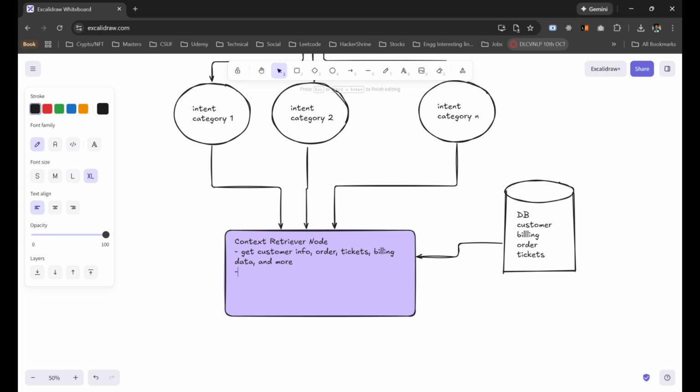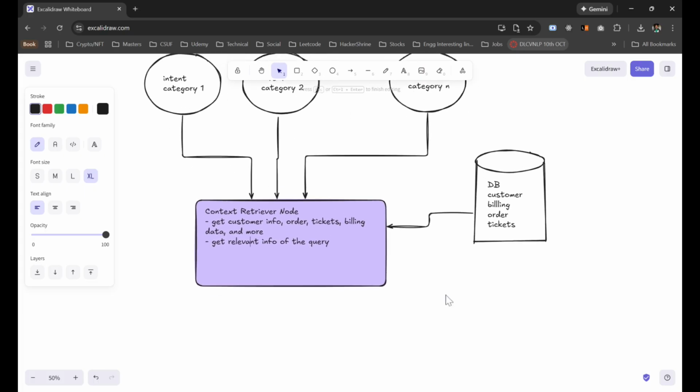Do we need this to resolve the ticket? No, this is just part of the entire solution. What else do we need? We need to get all the relevant information of the query, right? So what all information can we gather from our own internal systems that we have?